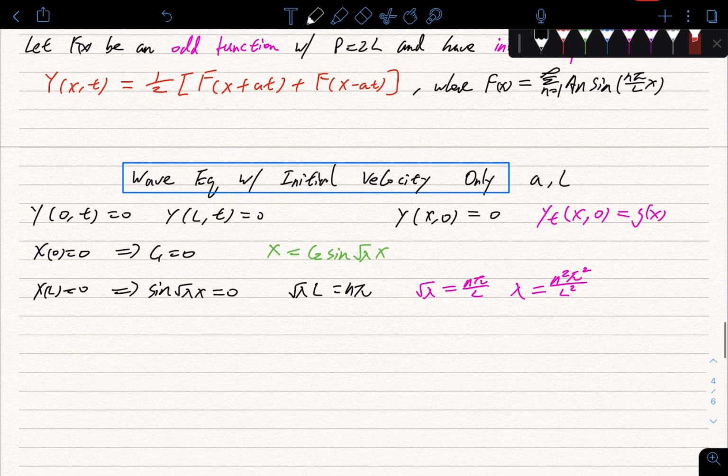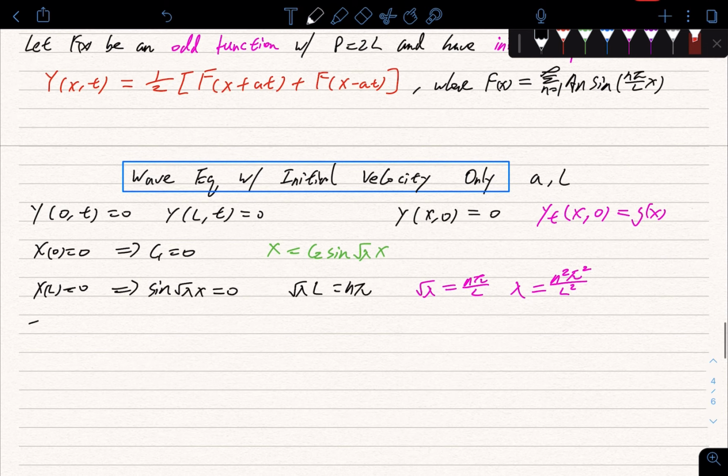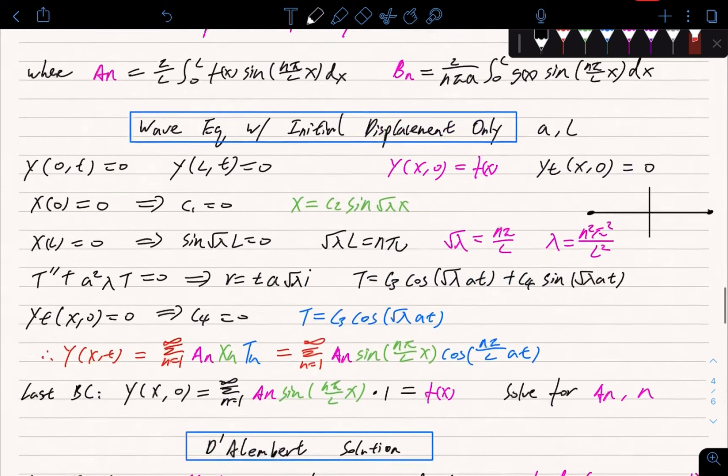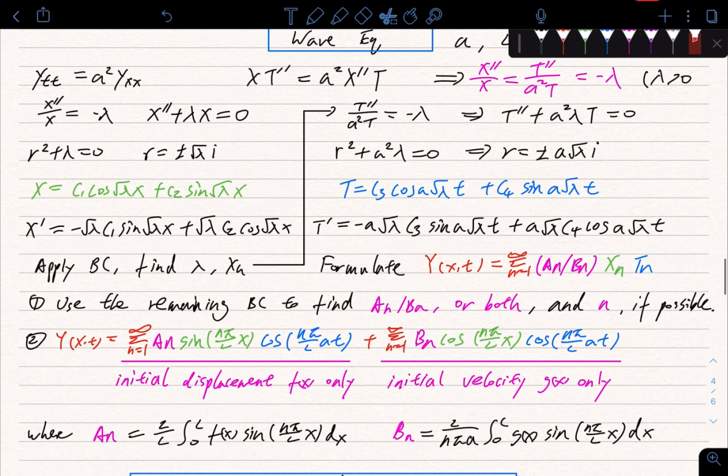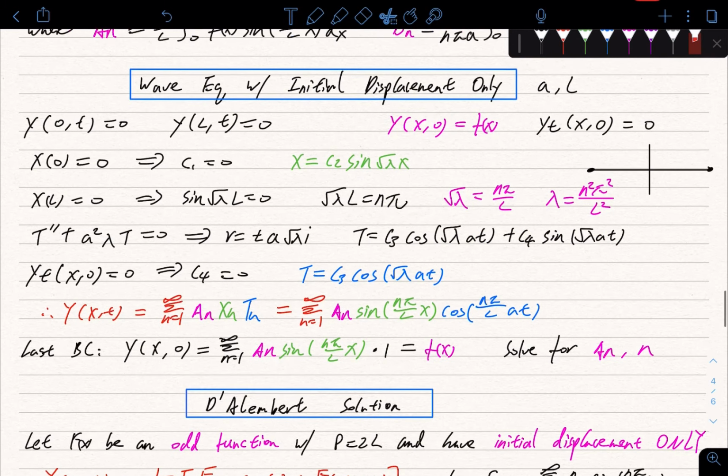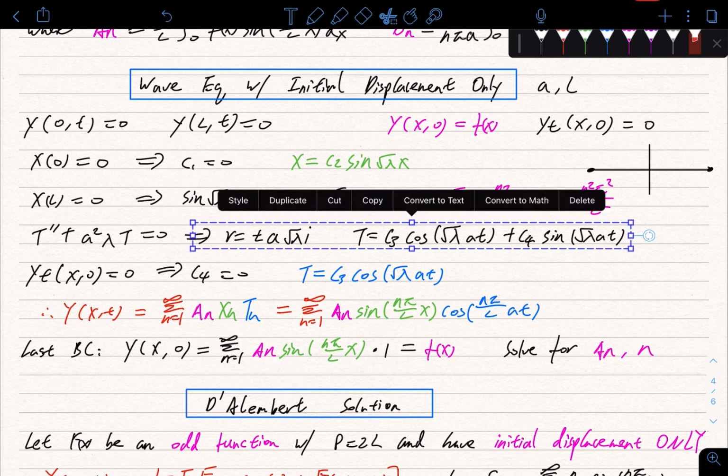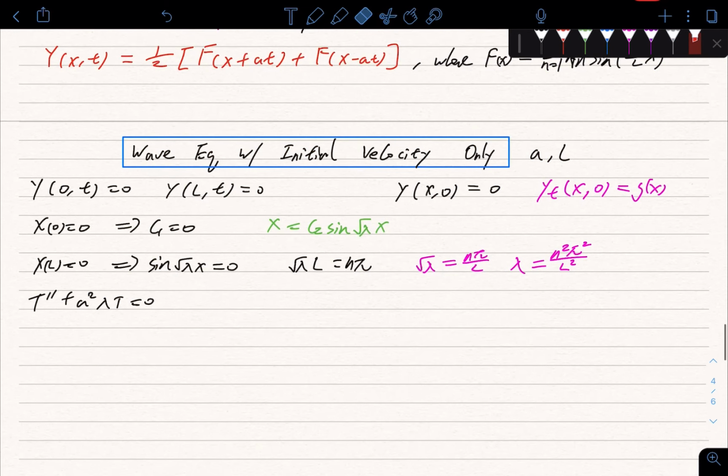All right, let's focus our attention on T double prime plus a squared lambda T equals 0. So this is the same thing that we tried to solve right here, that we discussed right here. Actually, let me just go ahead and write that really quickly. So our characteristic roots of this differential equation are r equals positive or negative a square root of lambda i.